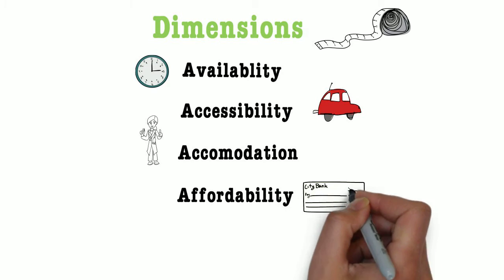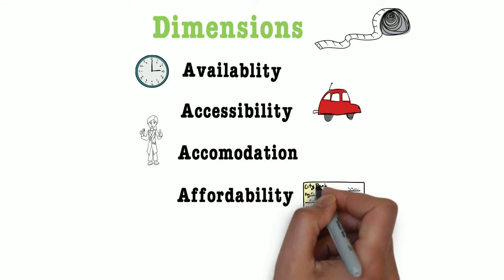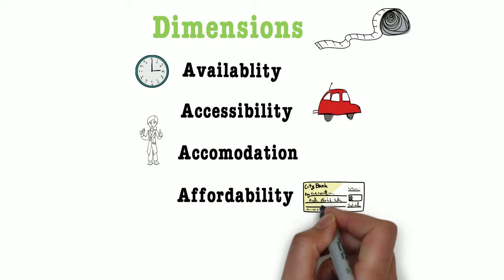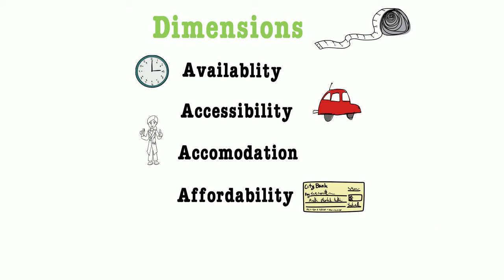The fourth is affordability. Can the patient pay for services? Does the patient have insurance? If the patient has insurance, are they able to afford their copays and deductibles? And if they don't have insurance, how will they pay?